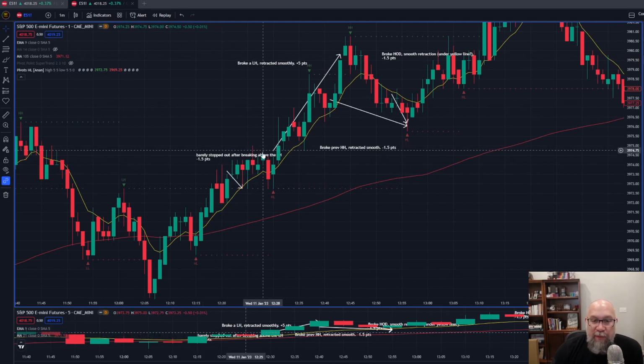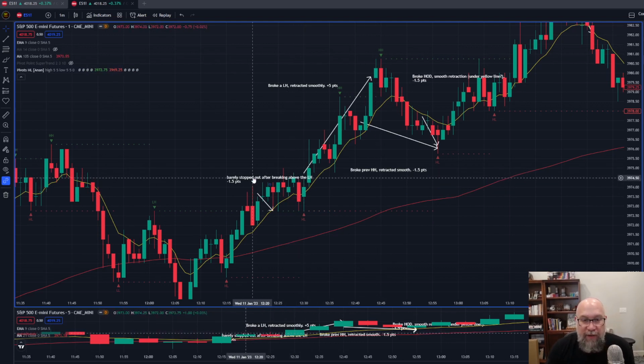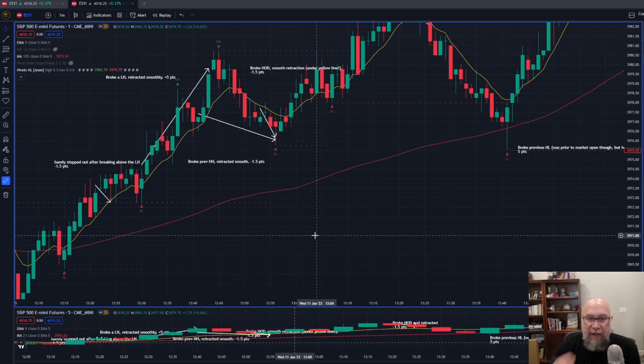We would have had a smooth retraction back to the yellow line right here. So this one was, you can hardly see it with my text there. Basically, we would have put our entry here. This candle would have dropped, this candle would have come up, and we would have entered right here. As you can see, we don't go below. So that one is valid.